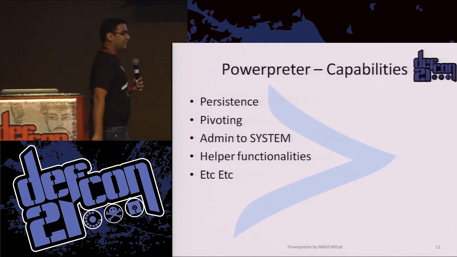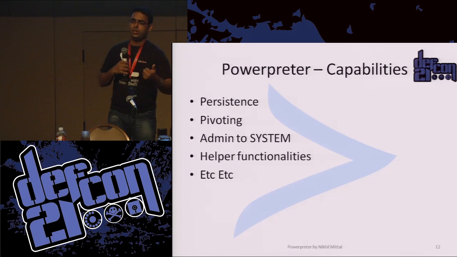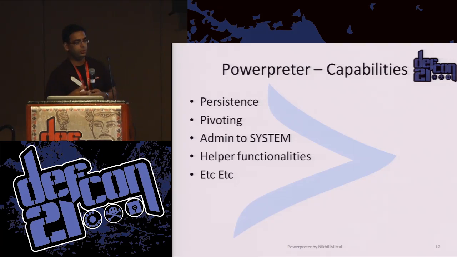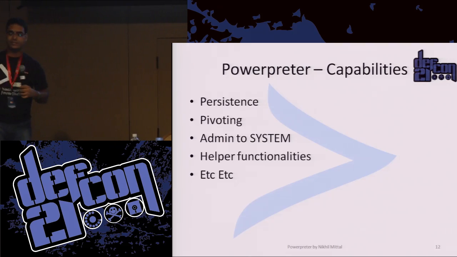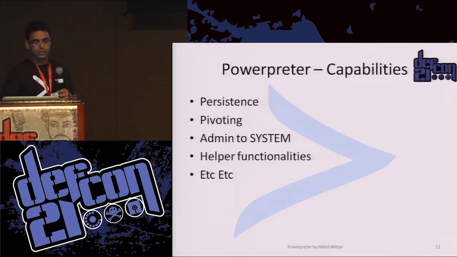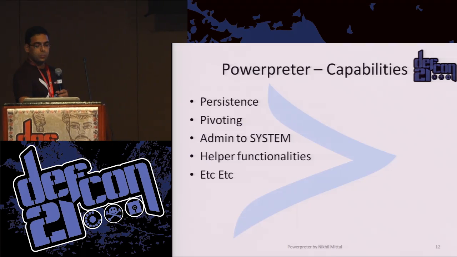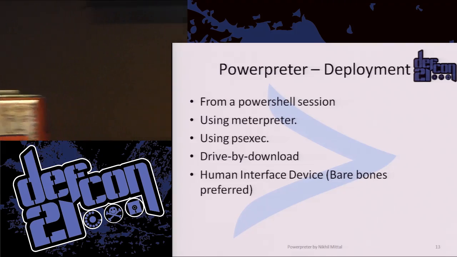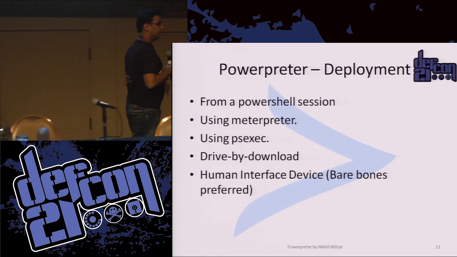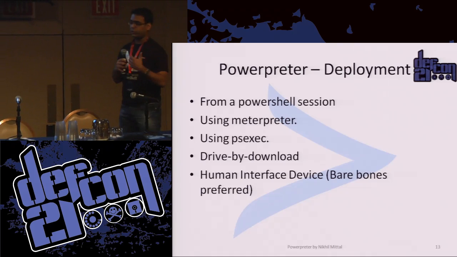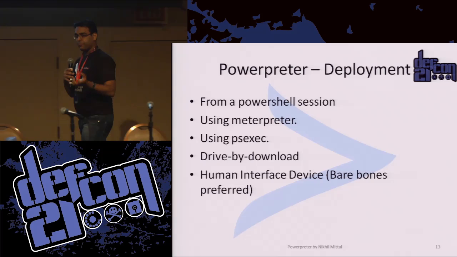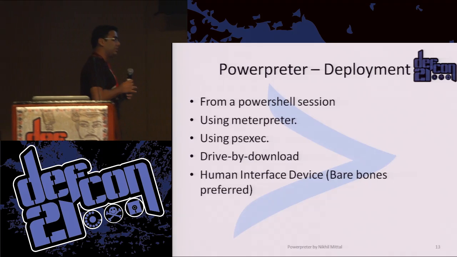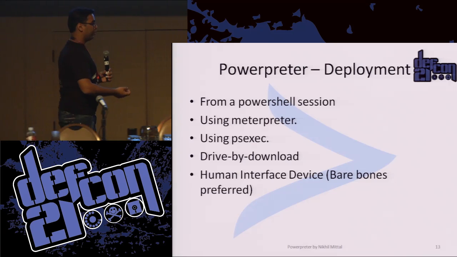Then there are helper functionalities, simple ones like converting executables to Unicode encoded text or base 64 encoding, or exfiltration, etc. So these are some helper functionalities. Deployment. We can deploy PowerPreter from a PowerShell session, from a PowerShell remoting session. What else can we use? We can use PSExec, obviously, because that allows us to execute commands on a remote machine.